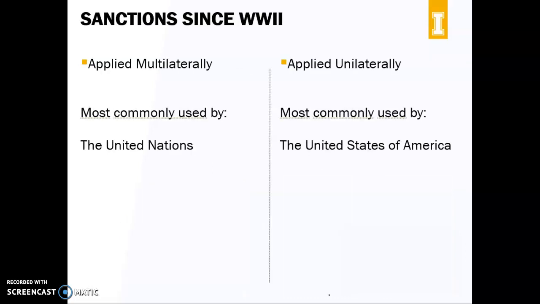Now, since World War II, sanctions have been levied both multilaterally, in other words, by the United Nations, but also unilaterally by countries. And there's some bilateral and trilateral and other kinds of groups where you get a few states together. So the most common multilateral sanctions regimes come through the United Nations, whereas the most common unilateral sanctions come through the United States. We dig sanctions as a tool, and we use them often.